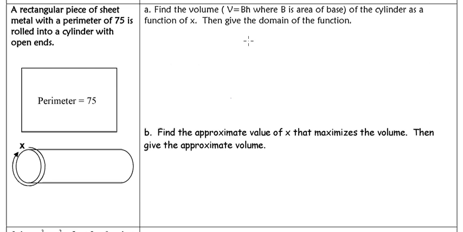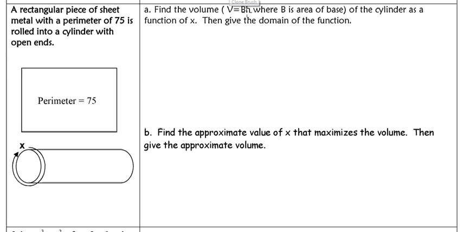All right, here we go. It says a rectangular piece of sheet metal with a perimeter of 75 is rolled into a cylinder with open ends. So it's rolled into a Coke can with the tops cut off. And what we're asked to do, to start off with, is find the volume of the cylinder as a function of x.